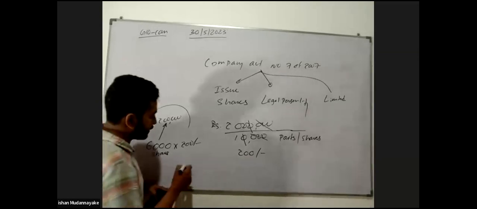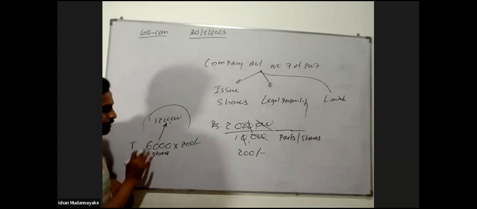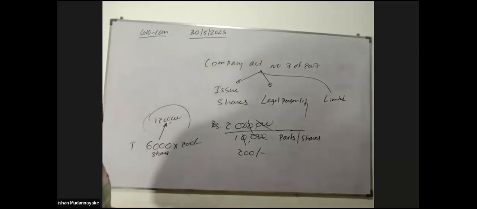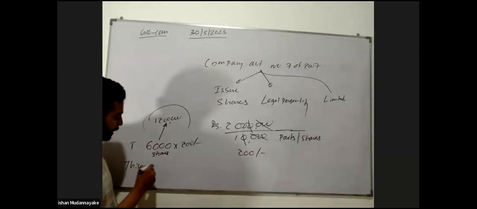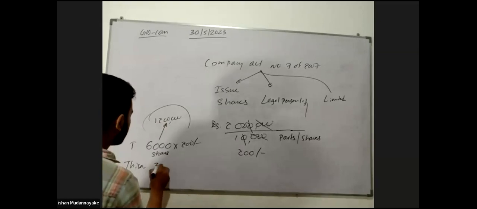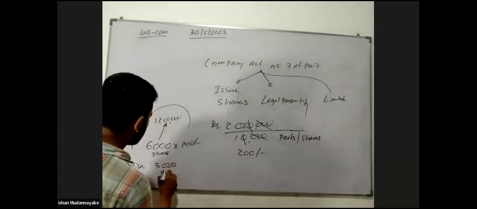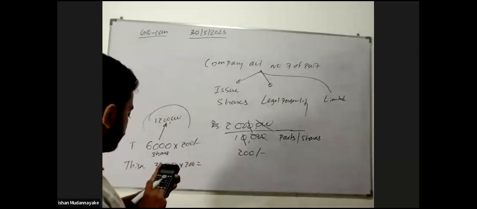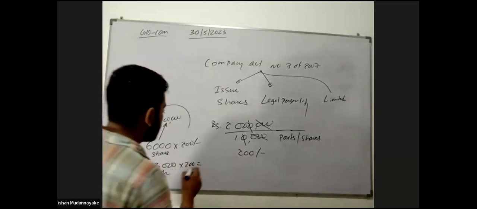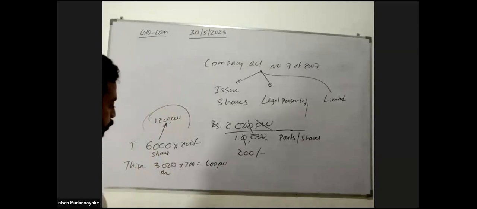Let's say here Tanvi purchases 6,000 shares. Tanvi is the founder of the business organization. Then Tisasna purchases, let's say, 3,000 shares. 3,000 shares into 200 means Tisasna needs to provide 600,000 to the business.